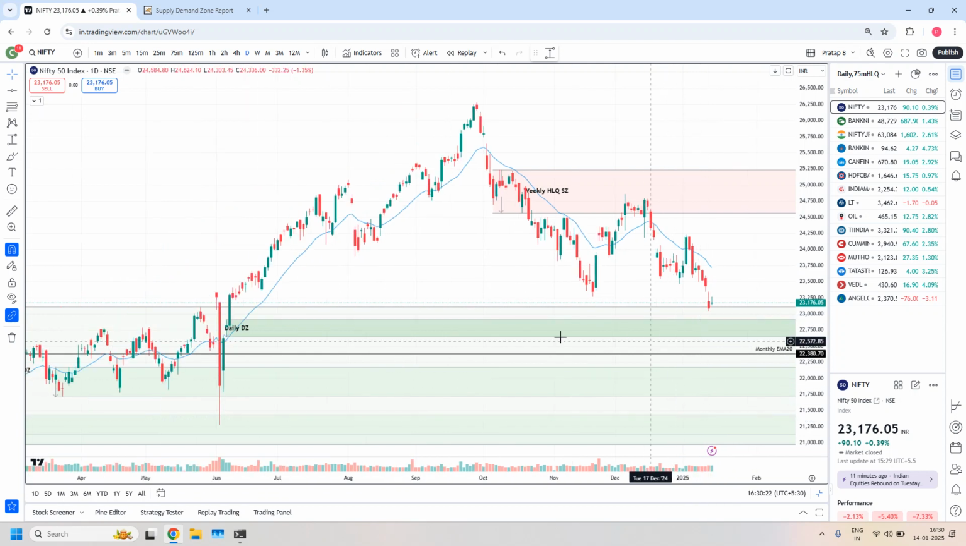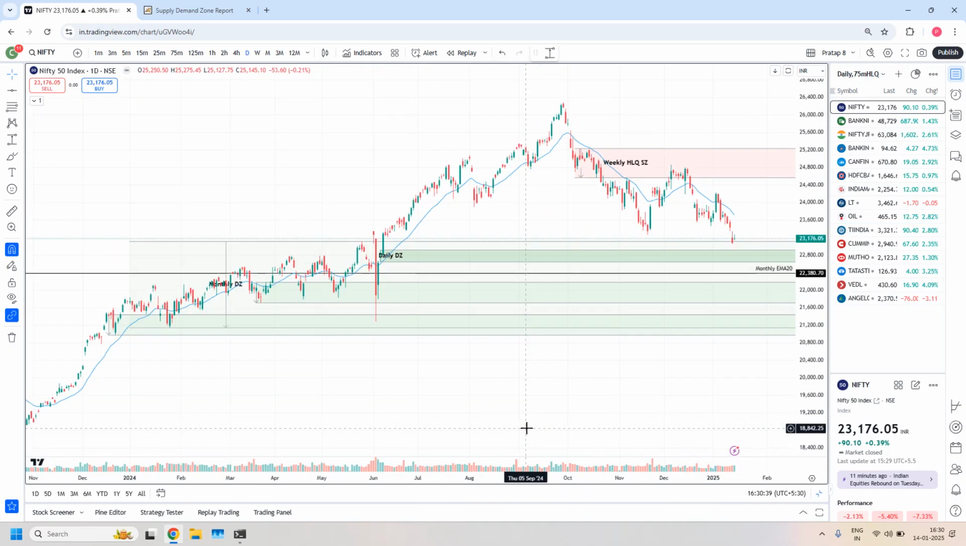But we know NIFTY is within the monthly zone. We won't get any panic. We just look for the opportunities that NIFTY is going to give. See, that is the difference between our way of thinking and other traders' way of thinking, because we are clearly, accurately assessing the market direction now.